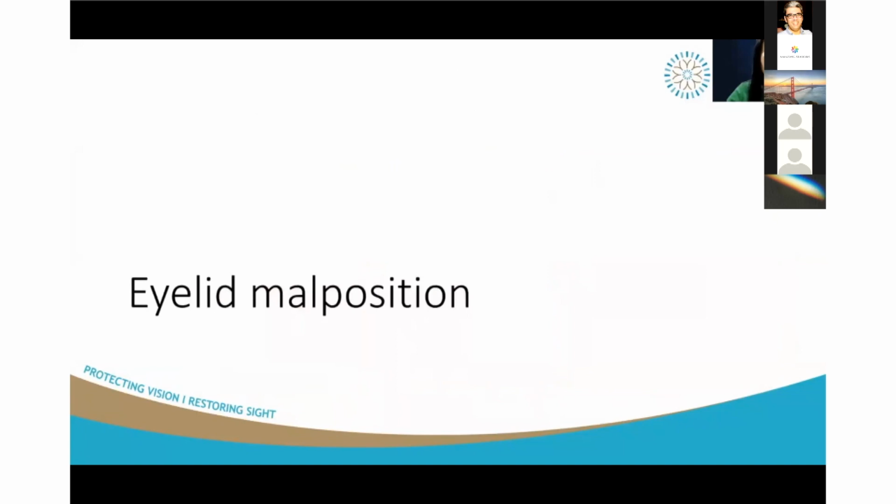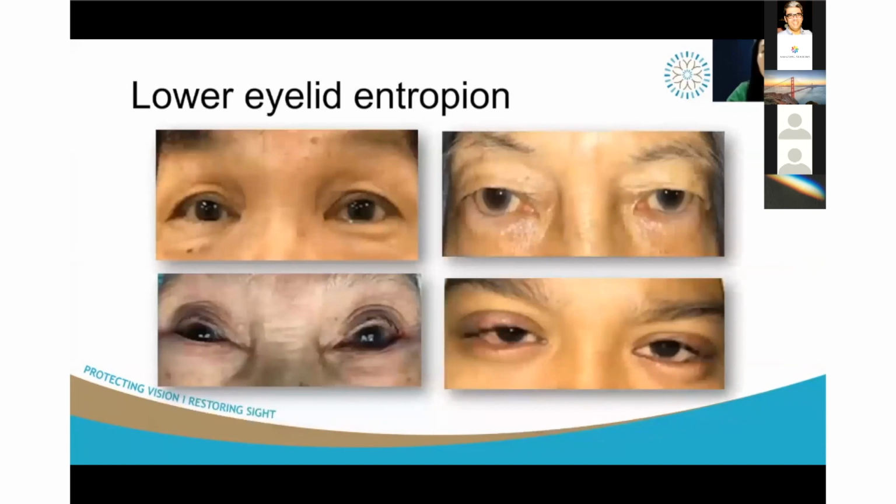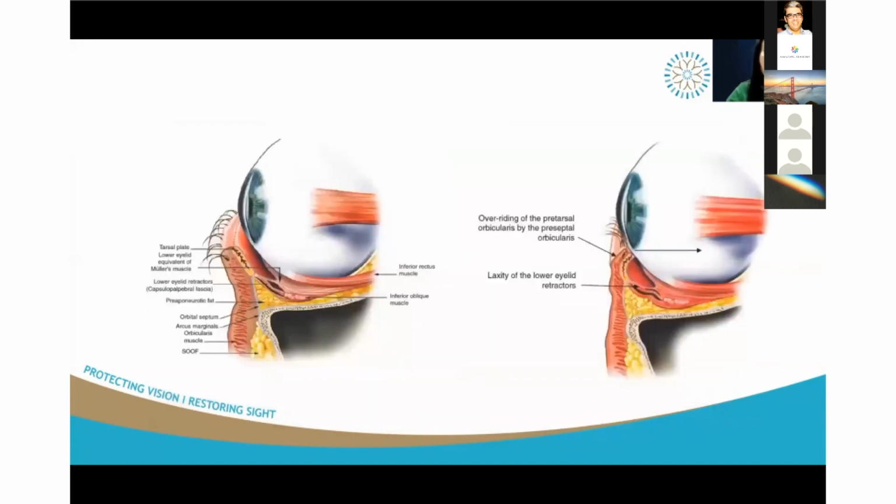Another condition, eyelid malposition. Entropion refers to a condition in which the eyelid margin turns inward against the surface of the eye, most commonly seen in lower eyelids. A mild entropion may occasionally cause irritation and dry eye, while a severe entropion may cause corneal erosion and may be sight-threatening. The most common cause of lower eyelid entropion is an age-related instability of the eyelid structure, such as dehiscence of the lower eyelid retractors and horizontal eyelid laxity, which is more commonly seen in older patients.